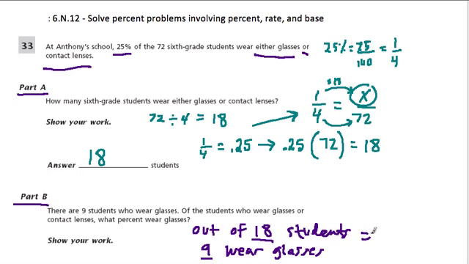Well, that's 9 out of 18, which is 1/2, right? 9 is half of 18, and a half equals 50%. So that's just 50%.